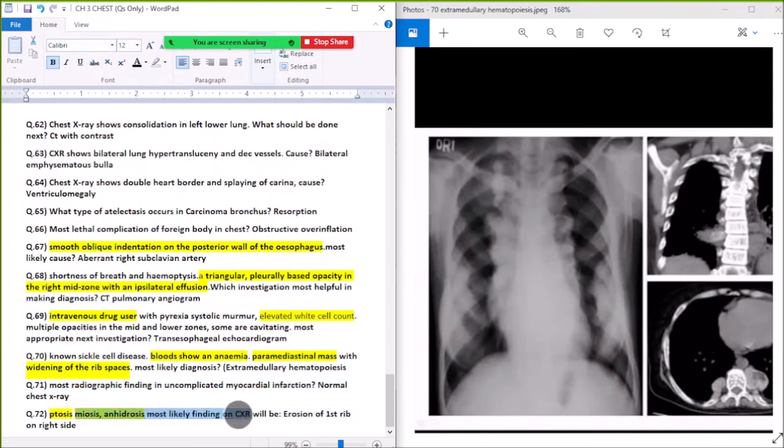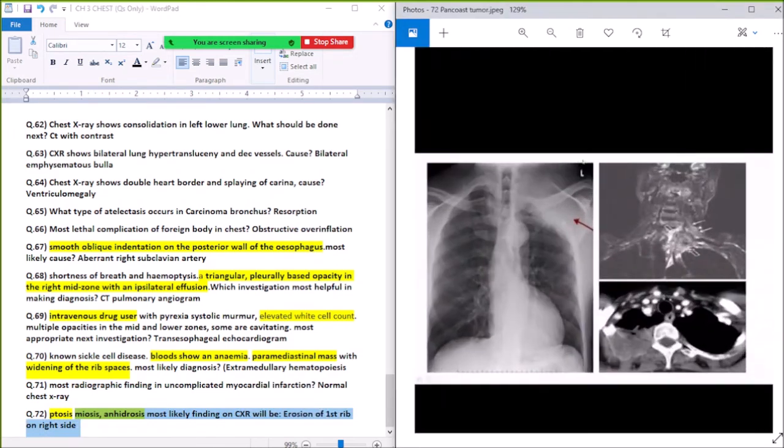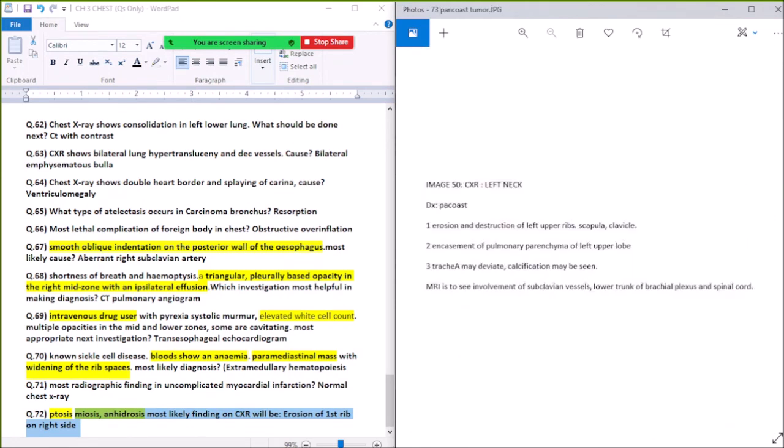72. Ptosis, miosis, and anhidrosis. Most likely finding on chest X-ray will be erosion of the first rib on the right side. Pancoast tumor. Erosion and destruction of the left upper ribs, scapula, clavicle, encasement of the left upper lobe, trachea deviated; skin involvement may be seen.